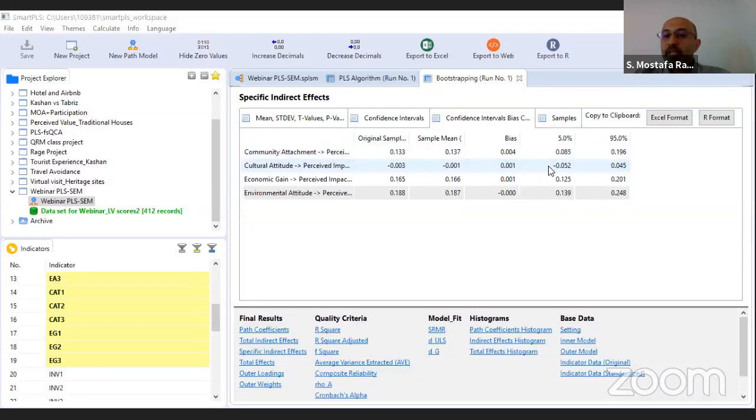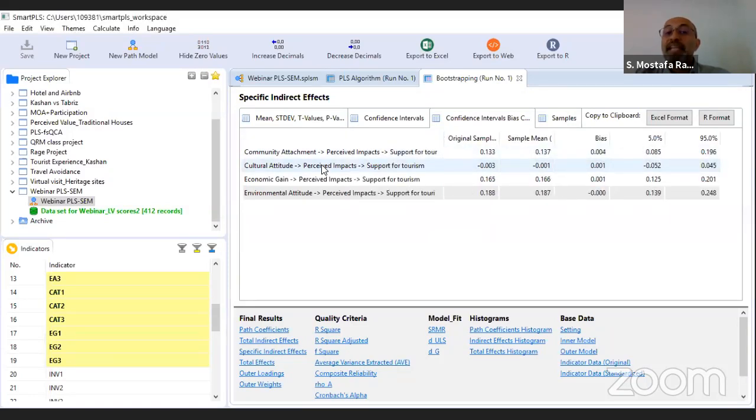Second one, the lower level is minus 0.052 and the higher level is 0.045. So 0 is between these two values. 0 falls between these two, right? So the second hypothesis and the second indirect effect is not significant. So perceived impact cannot mediate the relationship between cultural attitude and support, but mediates the relationship between community attachment and support.